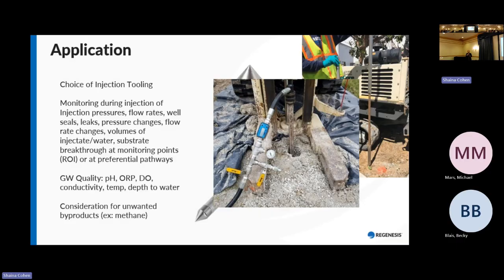And then from a groundwater quality perspective, changes in the ORP and the DO, the pH, sometimes depending on what sort of reagents you're adding into the mix, can be a leading indicator of your radius of influence. So monitoring those can be really helpful as well, just making sure that you're seeing the types of changes that you expect from whatever reagent it is that you're adding.